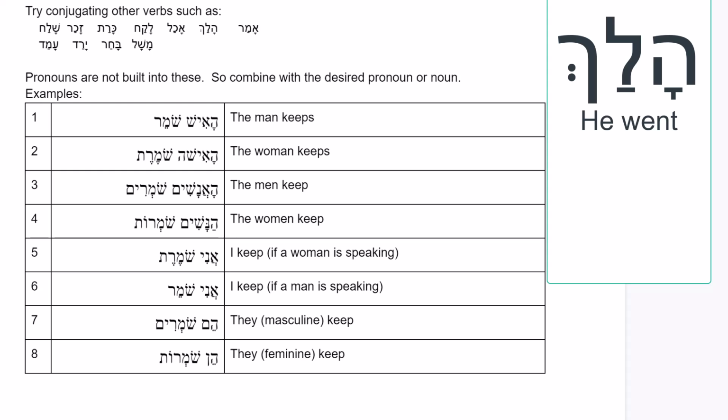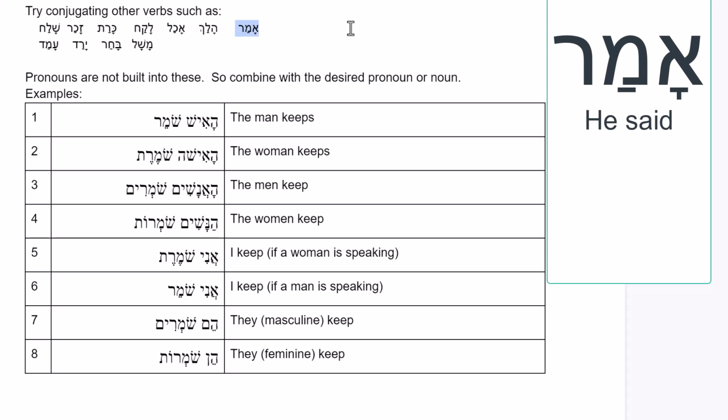Okay, now put them all together. Holech, holechet, holchim, holchot. The next one, amar, very easy. Omer, omeret, omrim, omrot. You say them slowly.